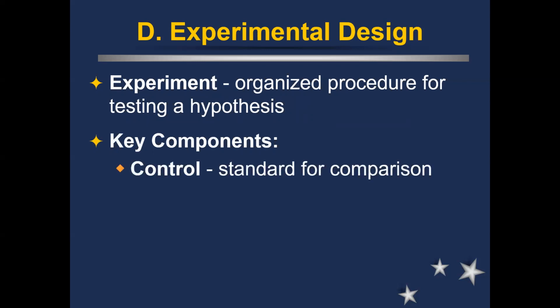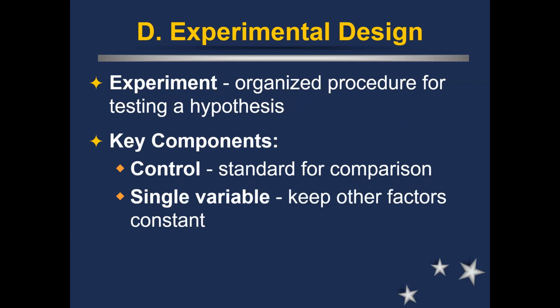The key components are: there is a control. The control is your standard for comparison. The control doesn't get experimented on. And you want to have a single variable. It's too difficult to test more than one variable at a time. So you want to keep all of your factors constant.